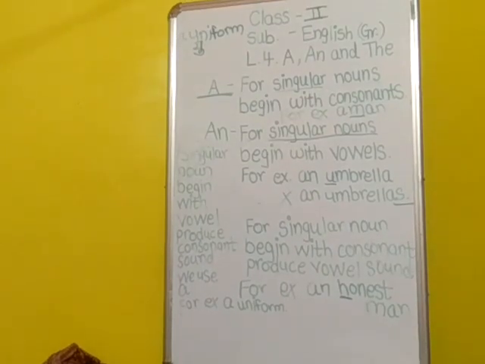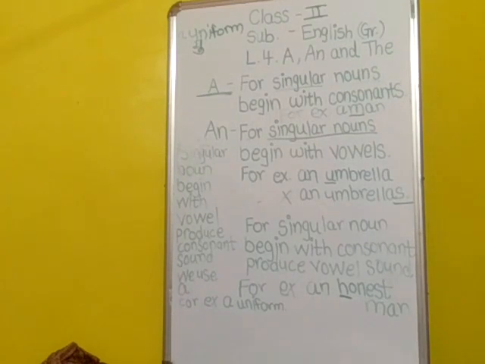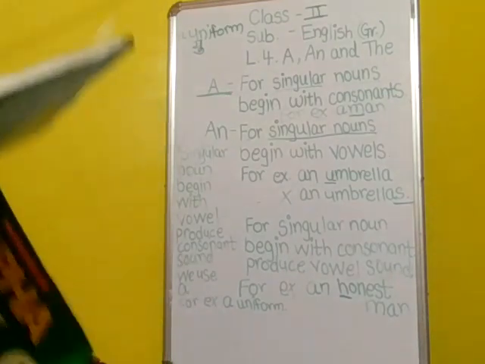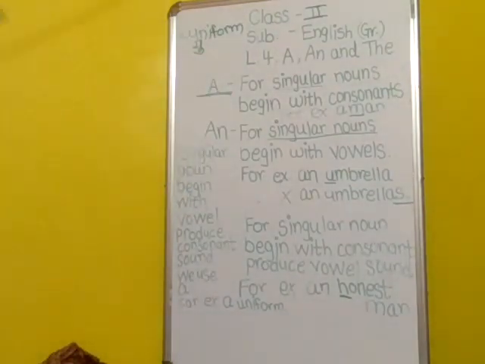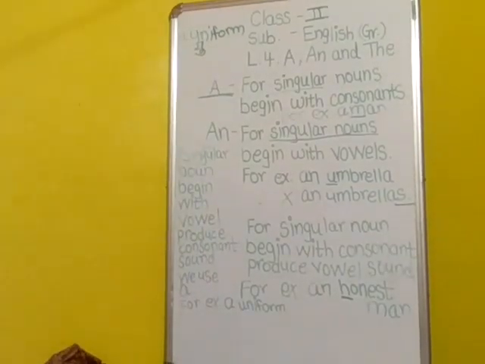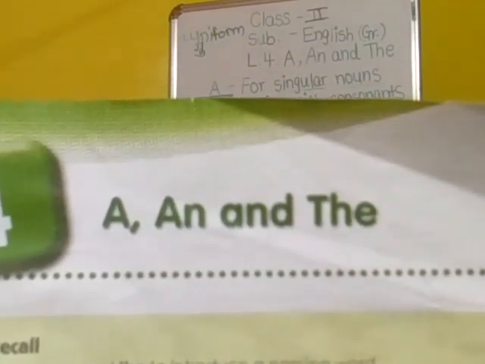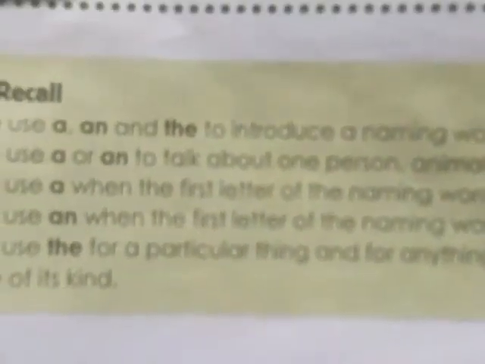I have completed this. Now we are going to see it in your textbook. See, this is the use of a and an. See here, there are two columns. Lesson number 4. I am going to read the rules. We use a and an to introduce naming words. Okay, we use a or an to talk about one person, animal, or thing. That means for a singular object we can use a and an.